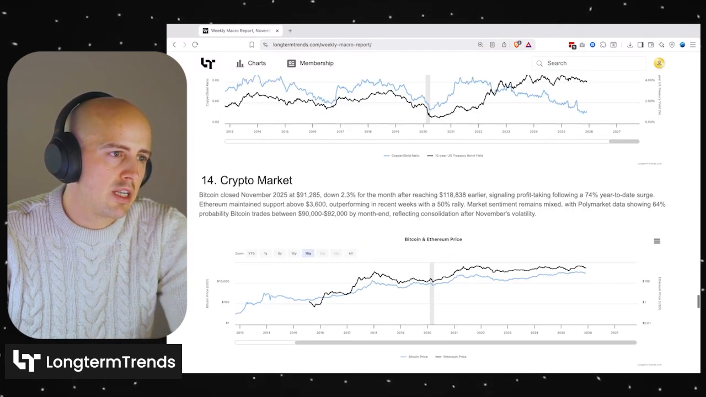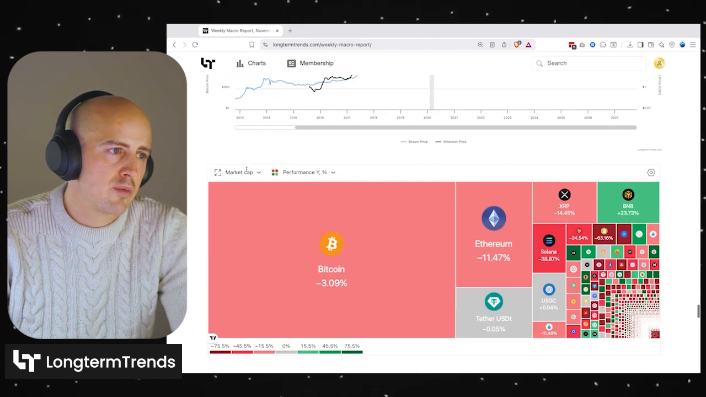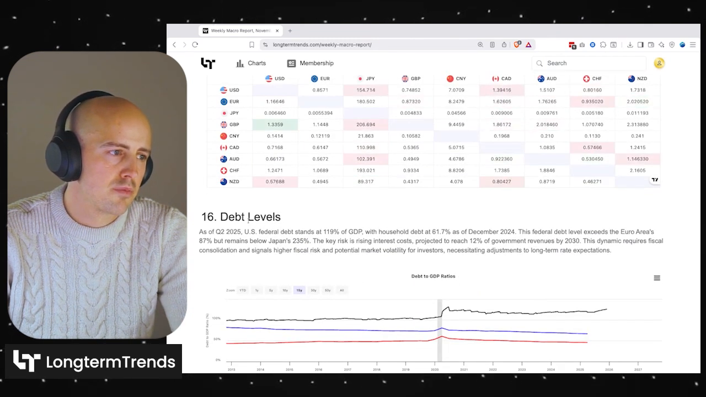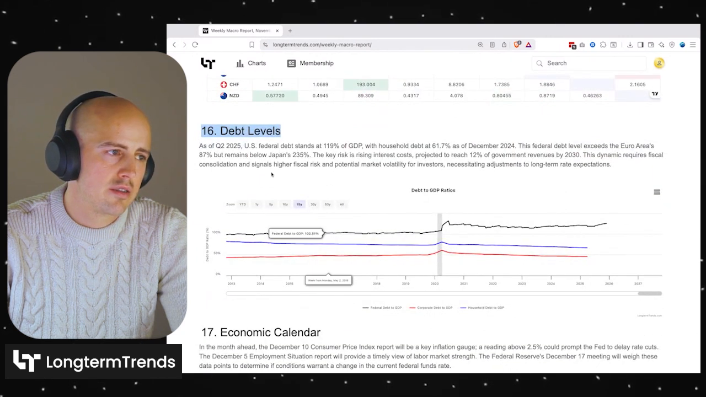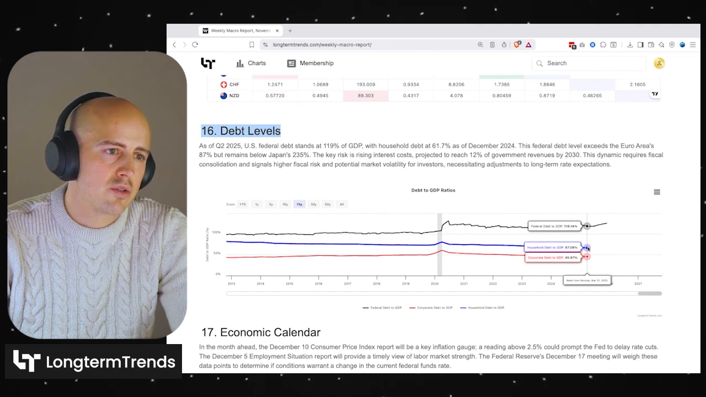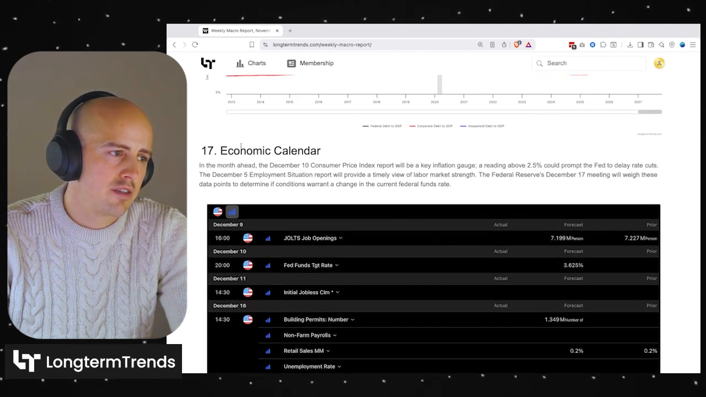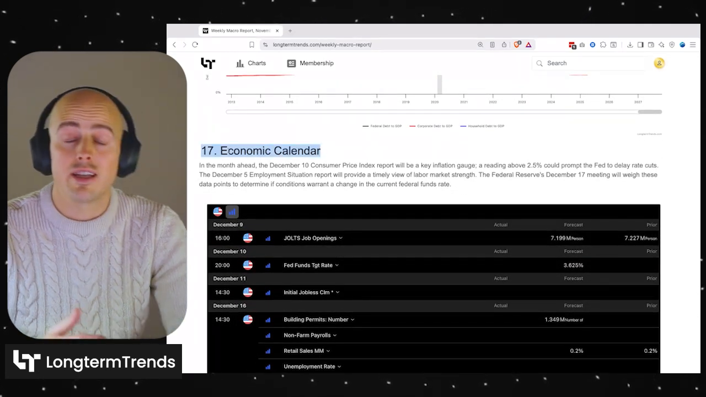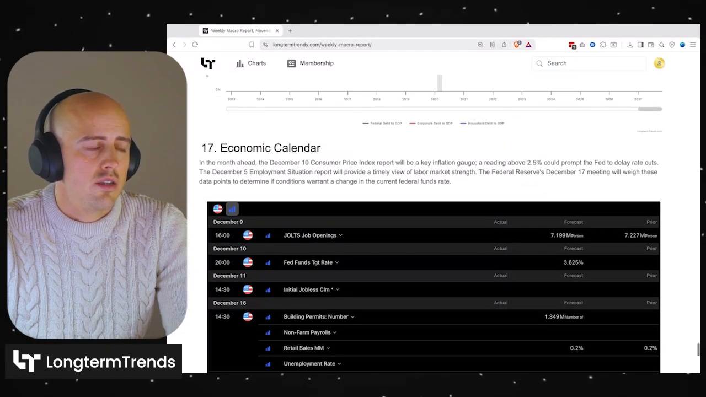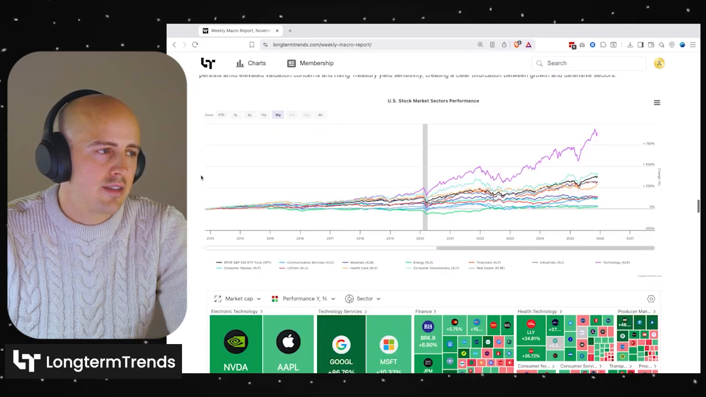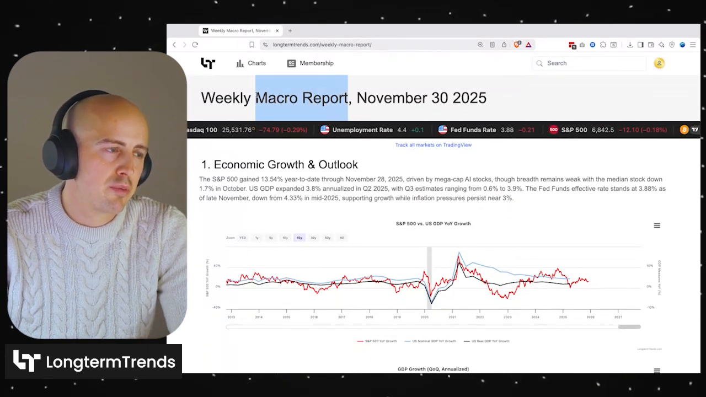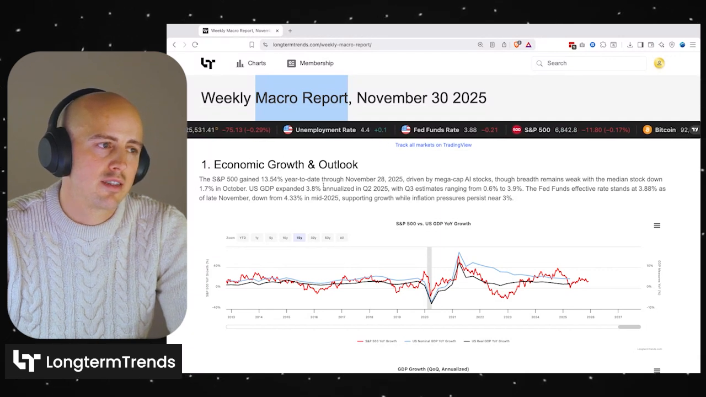We're looking at commodities, we're looking at the crypto markets, we're looking at currencies, we're looking at debt levels in the United States: federal debt, household debt, and corporate debt. And finally, a look at the data releases ahead, at the economic calendar. So, as you can see, a really comprehensive macro report, updated weekly.